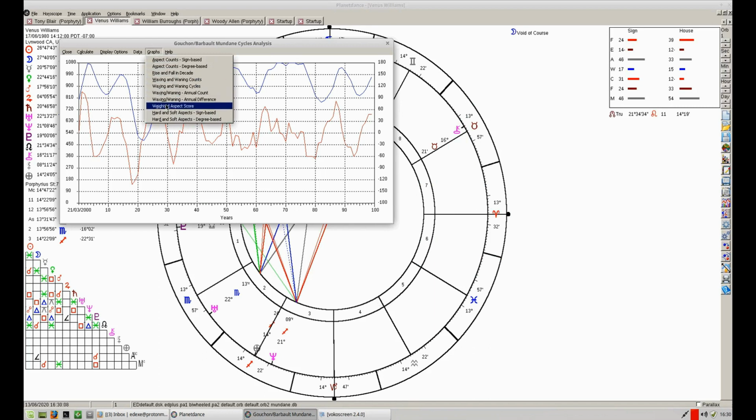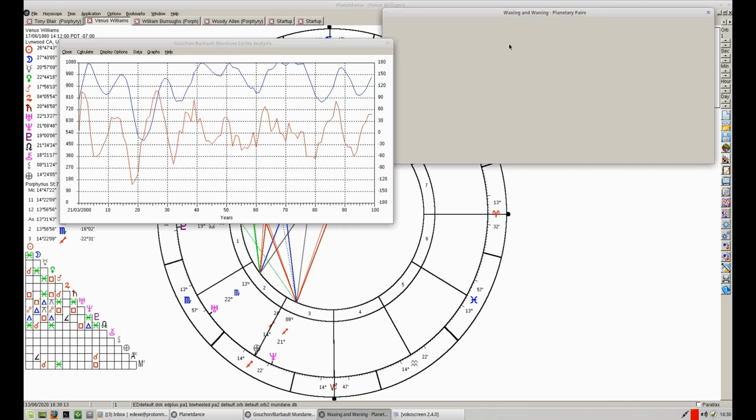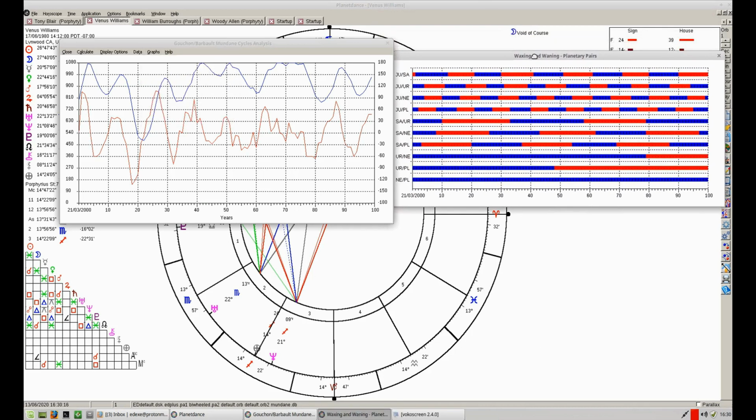There's other ways of showing this data. You have waxing and waning cycles, so you can see for any particular year, is there a preponderance of waxing or waning cycles? And you can see again in the latter part of the recent decade just gone, there was indeed a preponderance of waning aspects amongst the faster moving planets, Jupiter, Saturn, and the outers, transpersonal planets, particularly in the years 18 and 19.